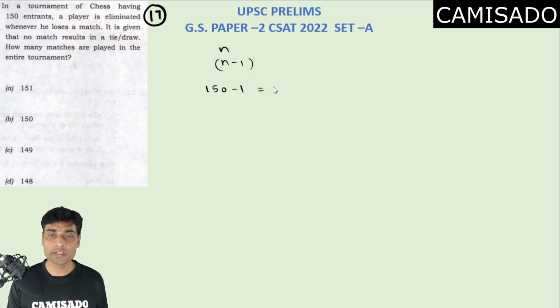So basically 149 matches can be played in the entire tournament. There is another approach also for this question, but it will be lengthy and calculative, so a simple trick is there. If the number of entrants is n, the number of matches will be n-1.